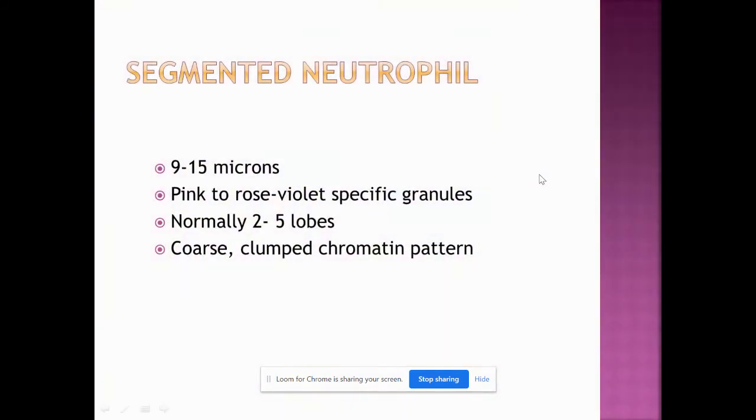Next we have your segmented neutrophil. This is one stage older than your band neutrophil. This is actually the most mature stage of the neutrophil series. Nine to 15 micrometer in diameter is the size of a segmented neutrophil. The color of its granules or specific granules is pink to rose violet. Sometimes segmented neutrophils have 2 to 5 lobes, but normally it is only 3 to 4.